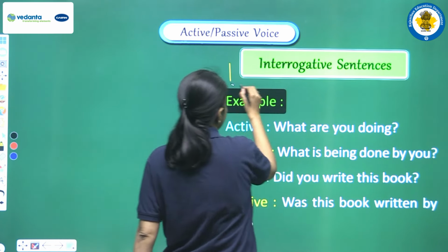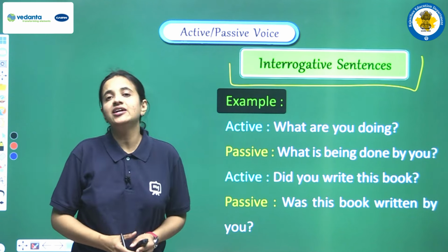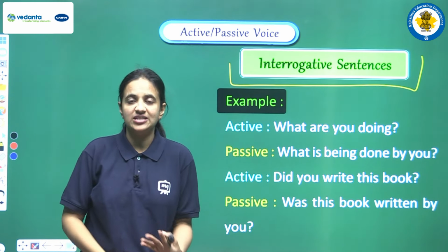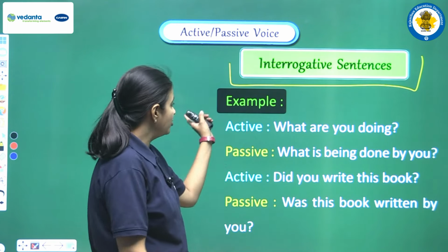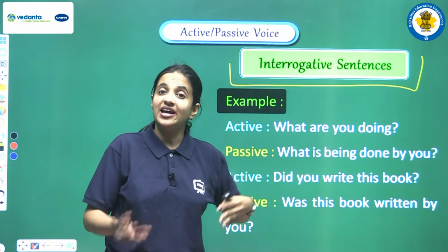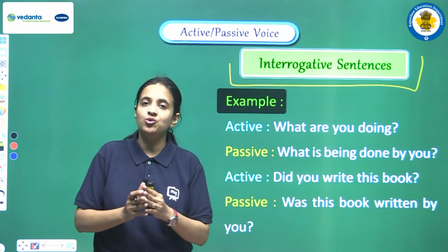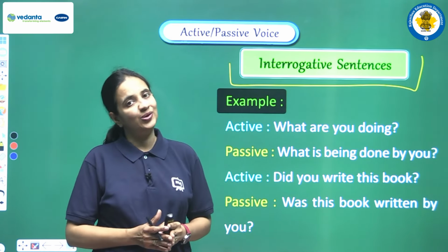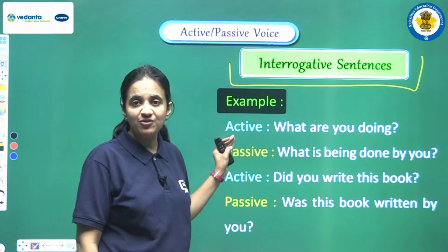So students, now next we have interrogative sentences. Okay, so yes, if we have an interrogative sentence in the active voice, then also we can convert the sentence into the passive voice. But the most important thing that you actually have to learn is that we cannot change the form of the sentence. If we have an interrogative sentence in the active voice, then in the passive voice also we have to make an interrogative sentence only. Okay, so how do we make the changes? Let's see some of the examples that we have here.